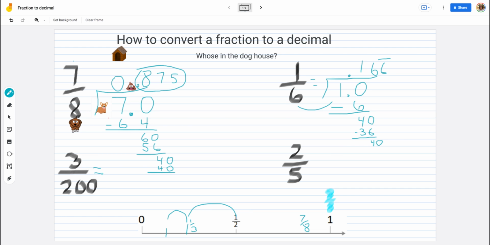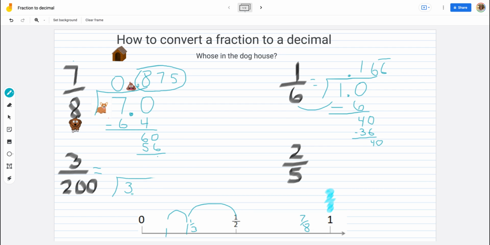3/200. Whoa, this is going to be a really small number. We're going to have to add a lot of zeros here for placeholders. So 3 goes into the doghouse. And let me just erase this here so we got a little bit more space. Let's put 3 into the doghouse. Now, if it was 3/100, then the answer would be 0.03. 200 is twice as big. So let's figure it out.